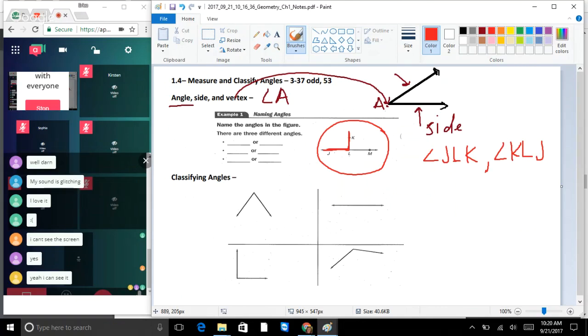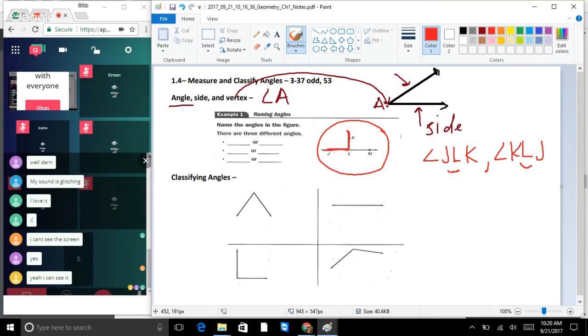What you want to notice is that for both of them, the vertex L, where they meet up, is in the middle. So you can't call this angle KJL, because that would be a different angle. When you're naming an angle using different points, the vertex is labeled in the center. That was a bunch of words, but did that make sense?